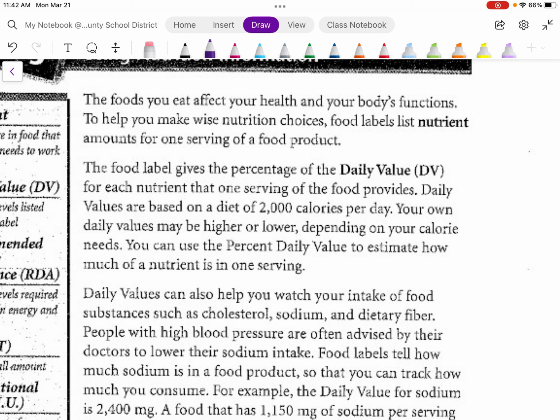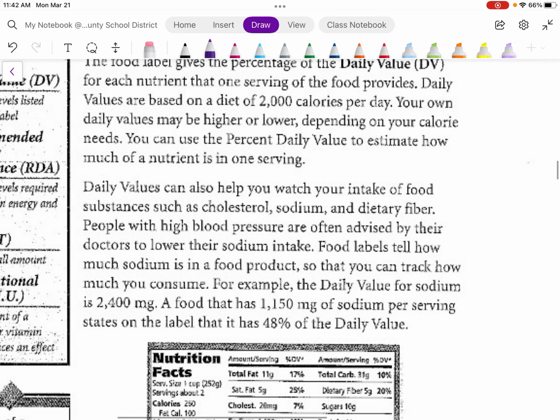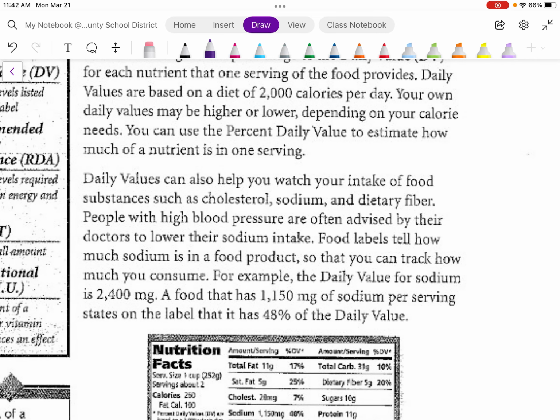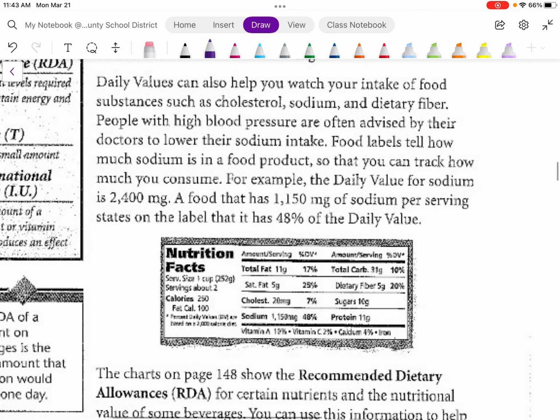You can use the percent daily value to estimate how much of a nutrient is in one serving. Daily values can also help you watch your intake of food substances such as cholesterol, sodium, and dietary fiber. People with high blood pressure are often advised by their doctors to lower their sodium intake. Food labels tell you how much sodium is in your food product so that you can track how much you consume. For example, the daily value for sodium is 2,400 milligrams.